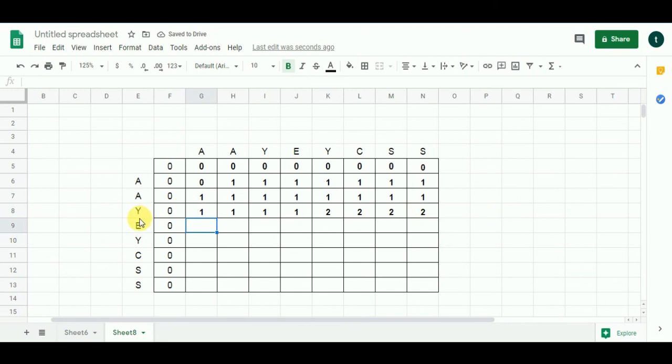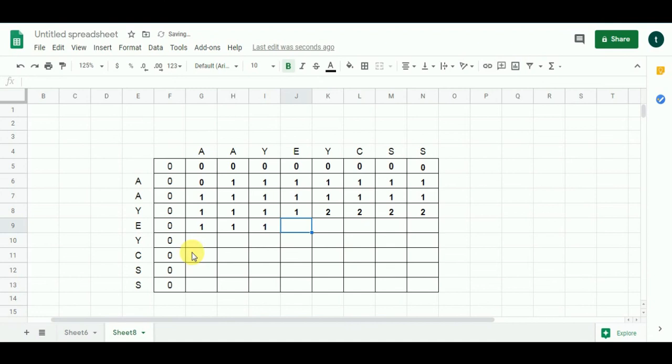So E doesn't match with A. So it's going to be 0 and 1. What is maximum? 1 is maximum. Over here, E doesn't match with A. So 1 is again going to be maximum. Over here, E doesn't match with Y. So 1 is going to be maximum.